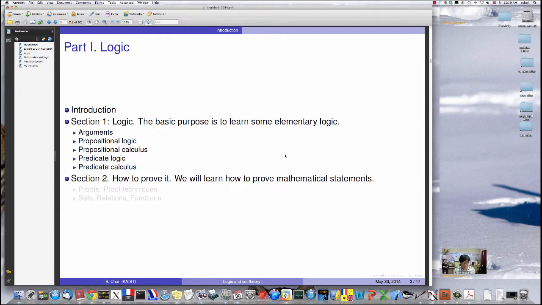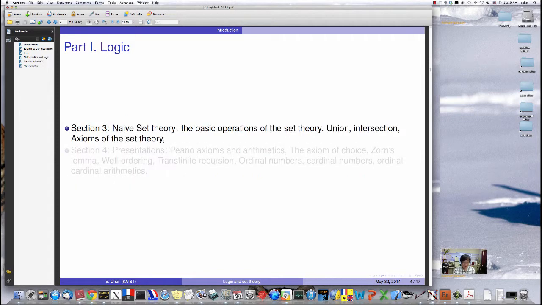In the second part, we will study how to prove. We will learn to prove mathematical statements. So the first part is the proof techniques, which corresponds to the above methods of logic. And then we will use that to study sets, relations, and functions.